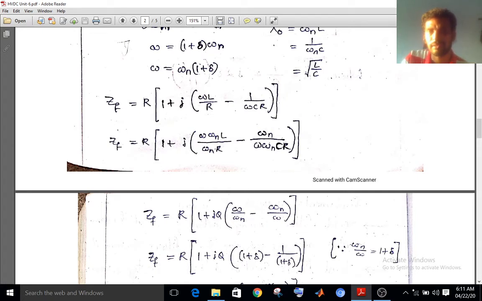So Zf is equal to r into 1 plus j, see this omega n into L divided by r. The quality factor Q is equal to omega n L by r, which is also 1 by omega n C r. So I replace this omega n L divided by r with Q, that is the quality factor. I am making that Q common outside, because there is Q in both this term and this term. I am left with omega divided by omega n minus omega n by omega.